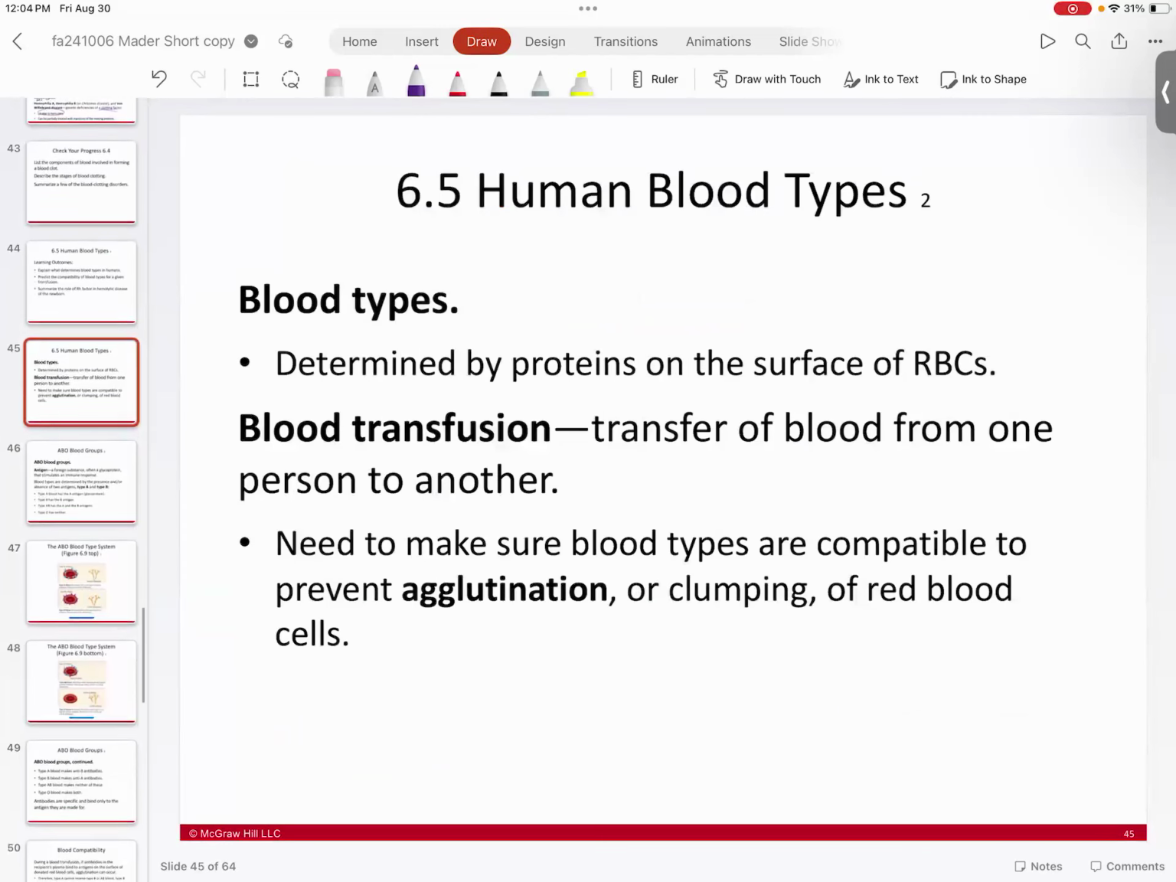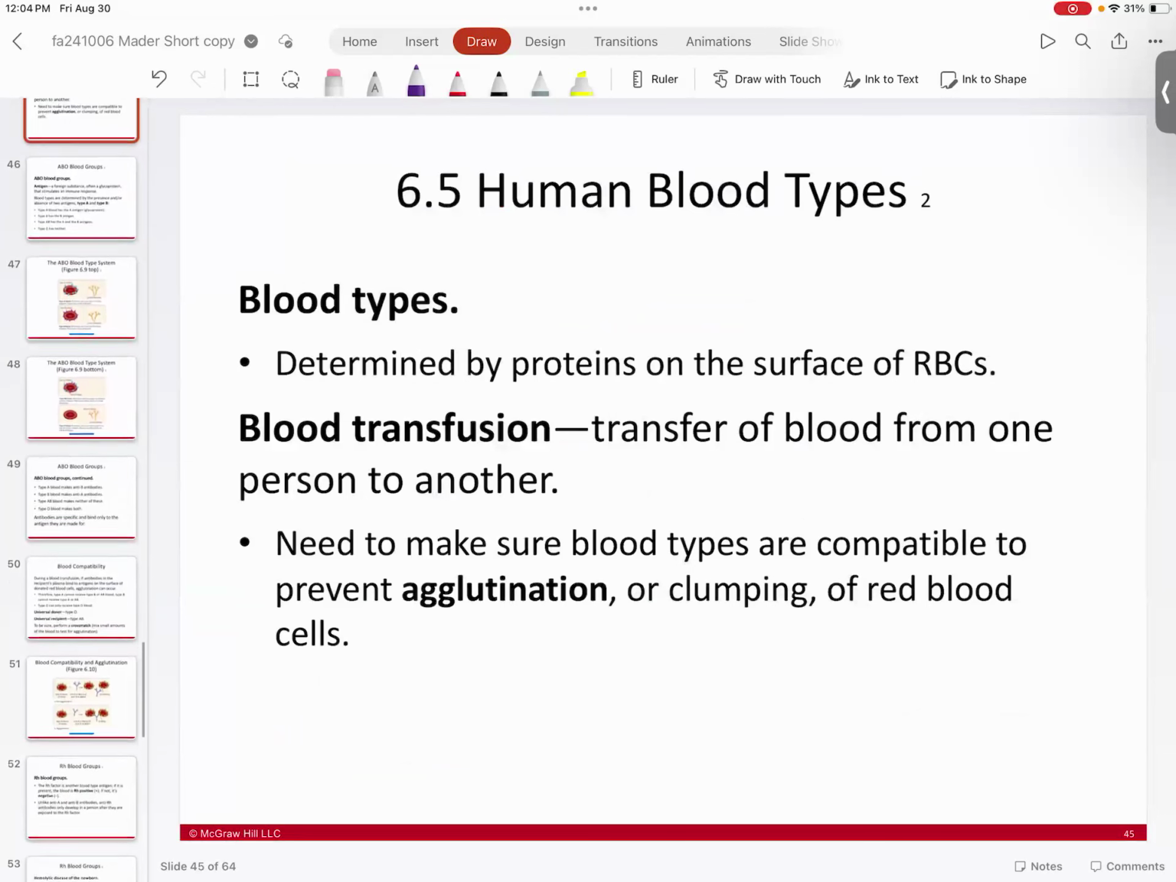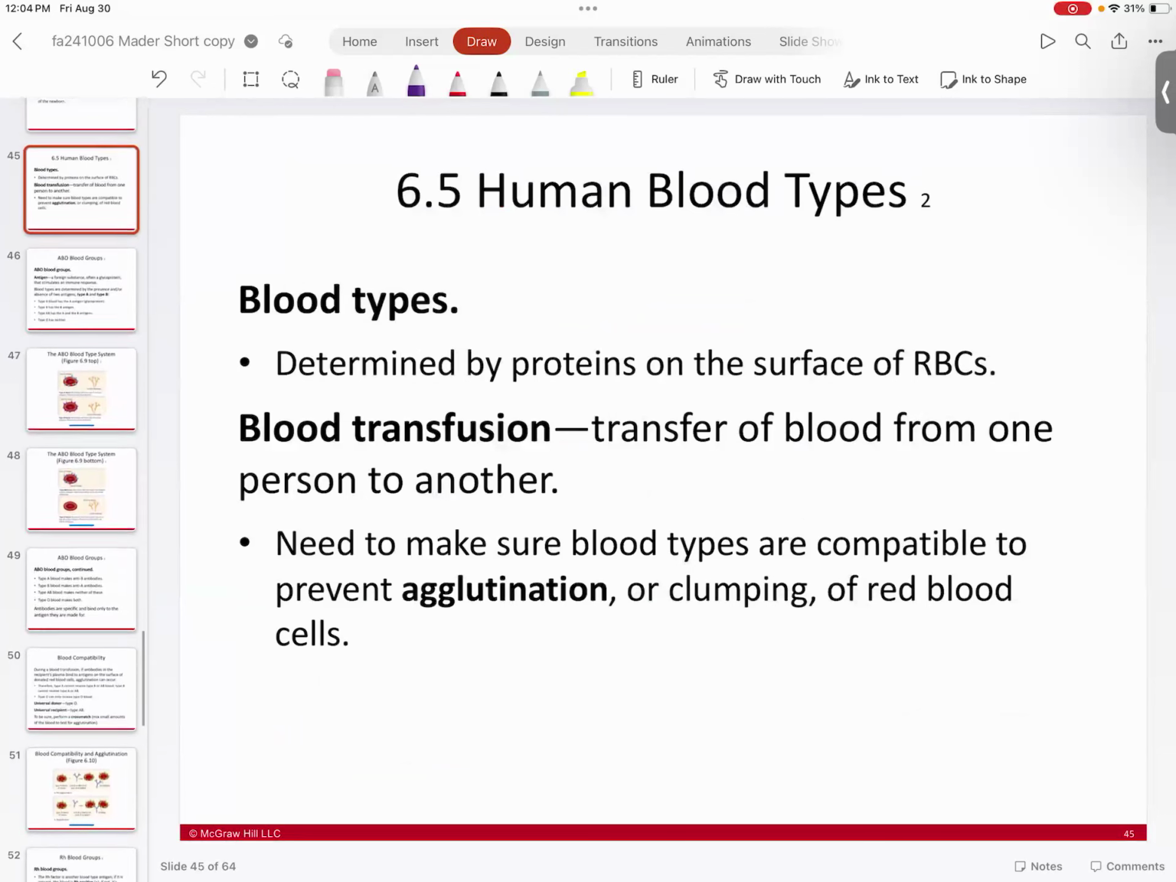So let's take a look at some of the blood types we're going to see here. So when we take a look at blood types, we can see these are determined by the proteins on the surface of red blood cells. And so the important thing about those is that when we do blood transfusions, our blood types have to match. And so this is actually how we determined that blood types were important.